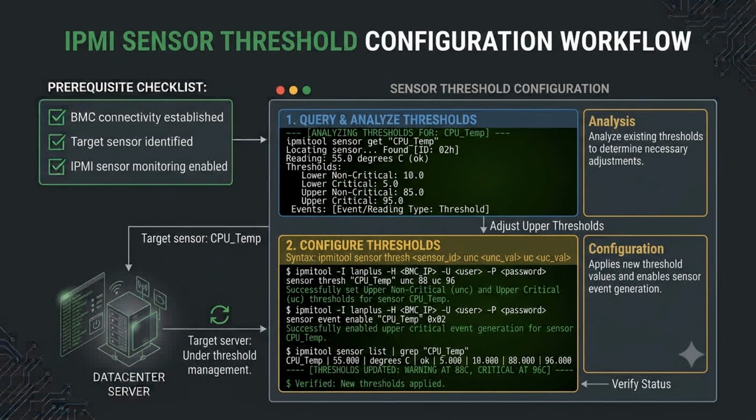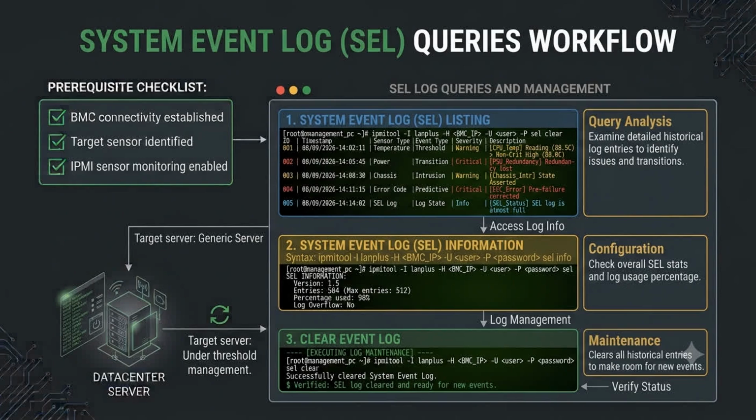Thresholds keep your server safe. They tell you when hardware is about to fail. Pay attention to critical thresholds. They are the last warning before automatic shutdown. Ignoring a critical threshold is how data centers catch fire. I am not exaggerating.